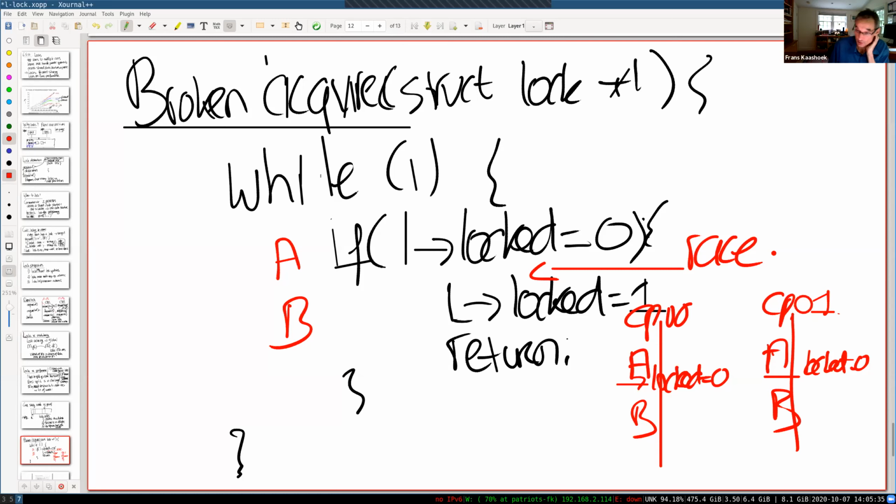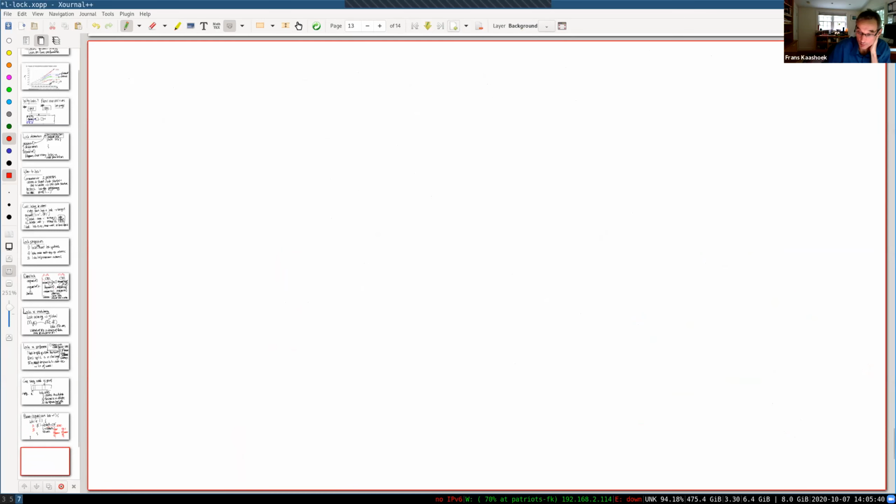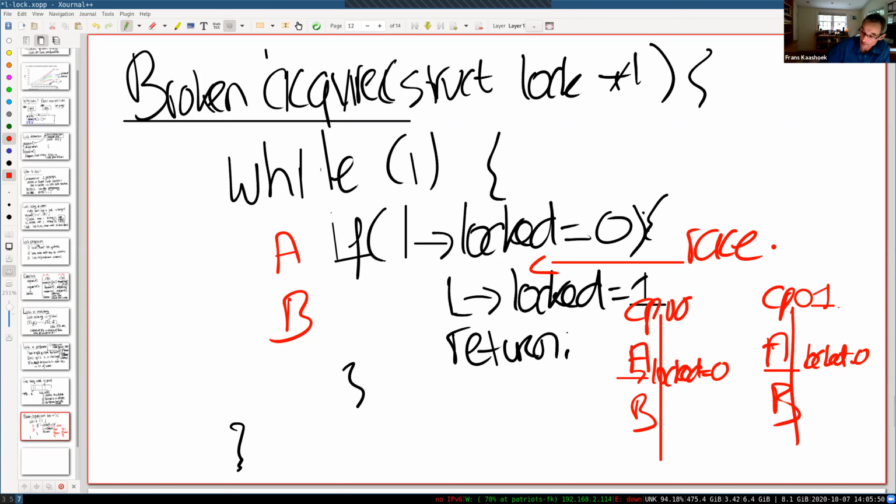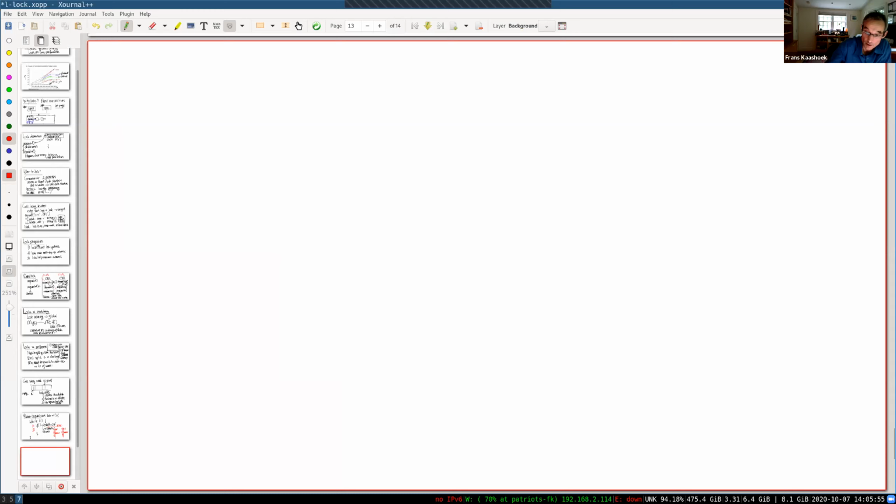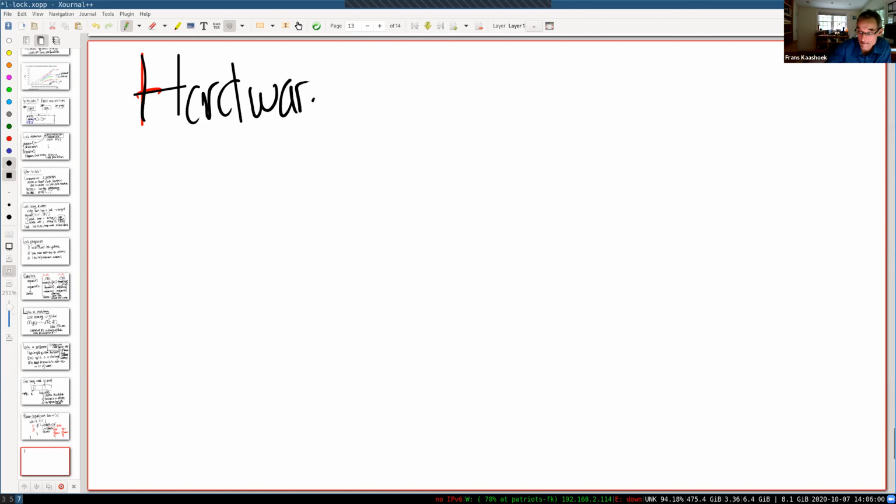So it turns out, to solve this problem and get a correct implementation, there are multiple ways of going about it. But the most common way is to rely on a special hardware instruction, an instruction that does this test and this set atomically. And so the solution to this problem is hardware test and set support.